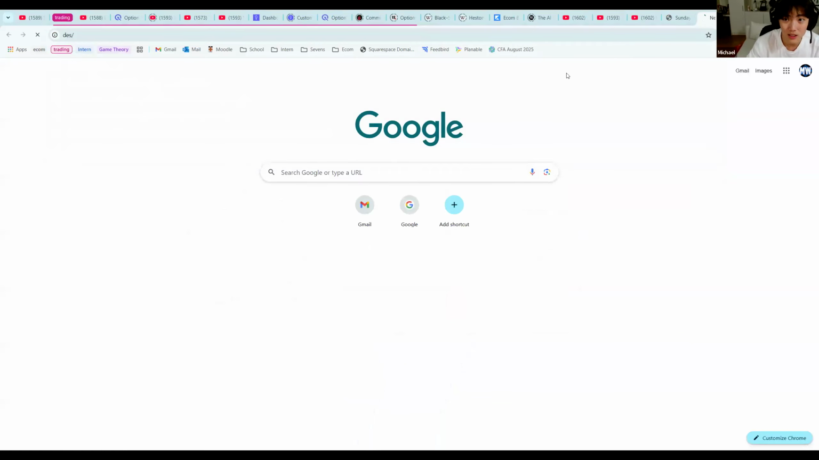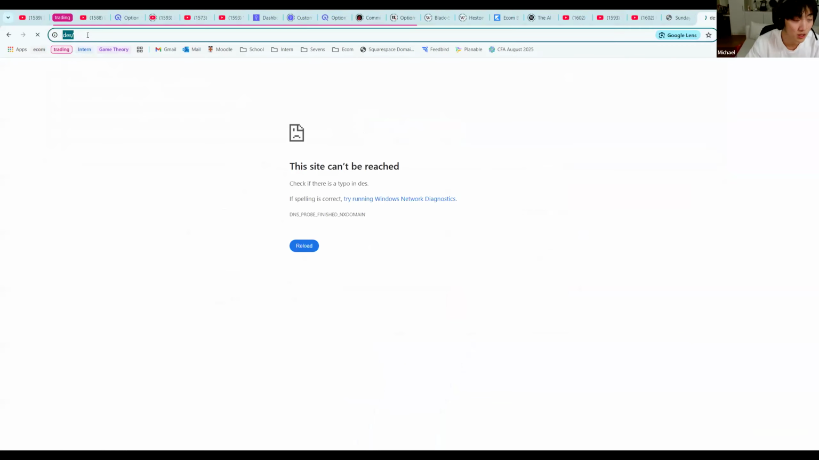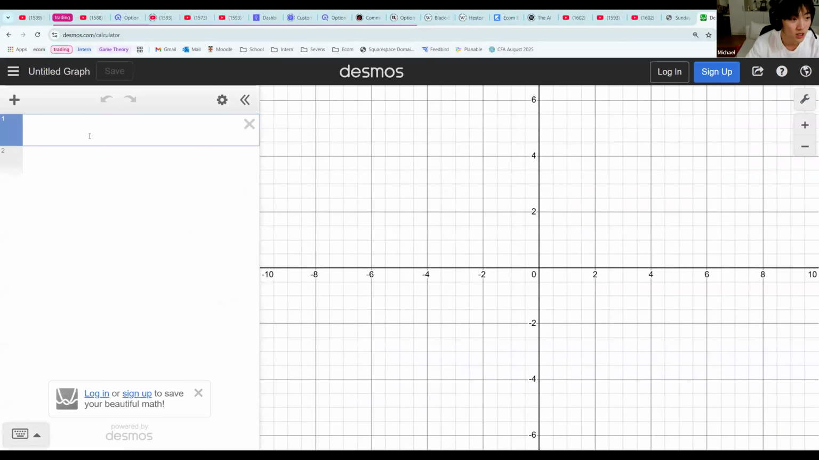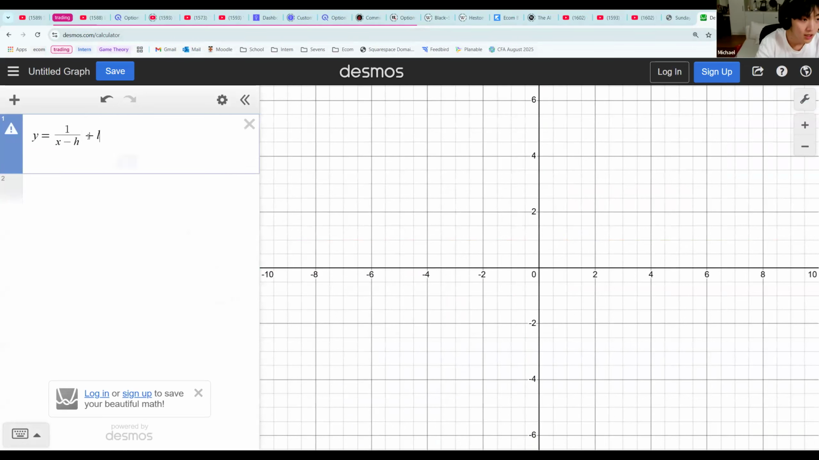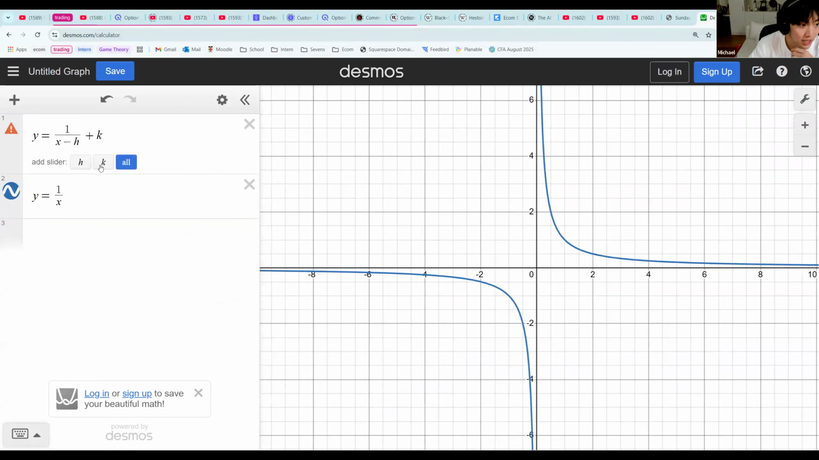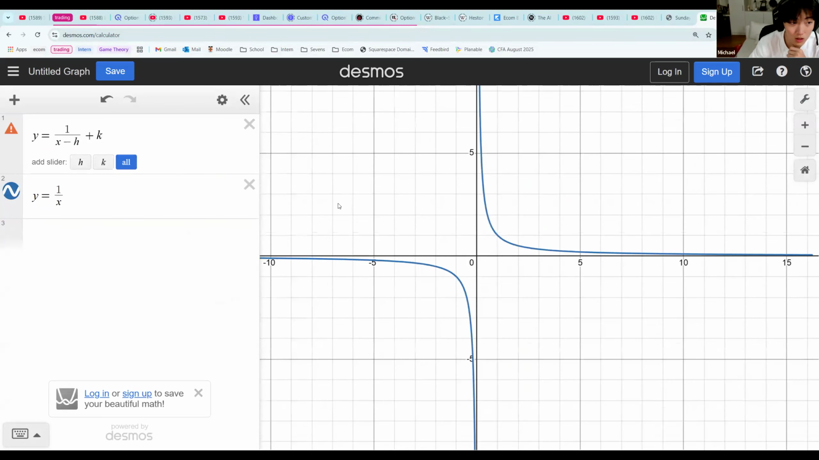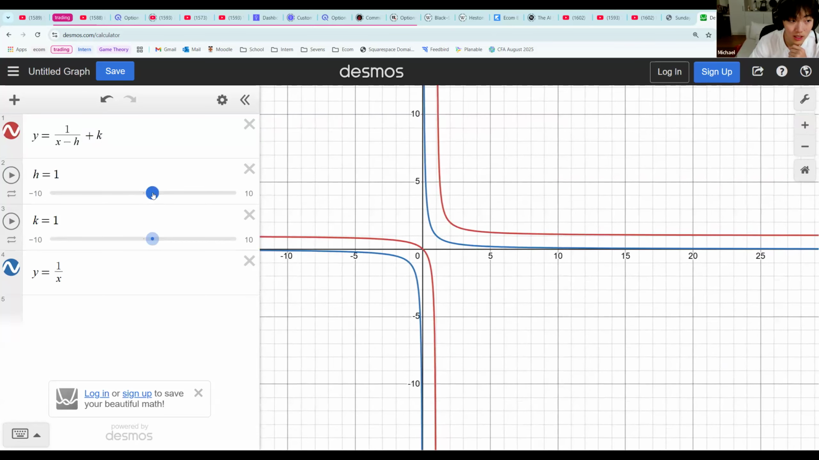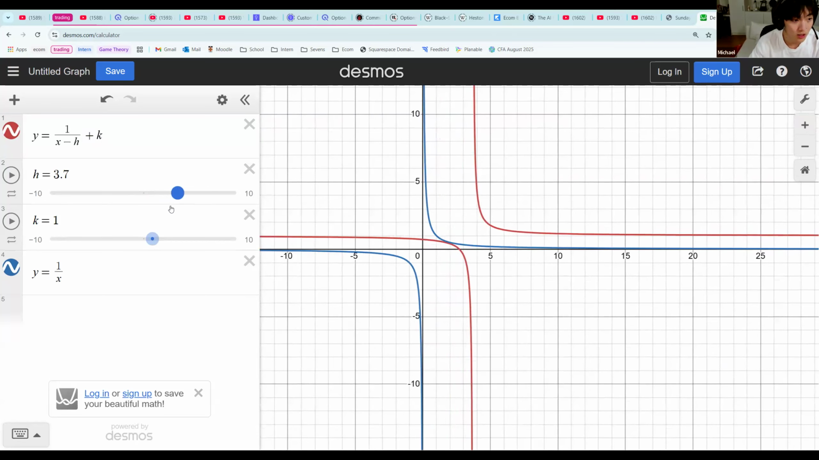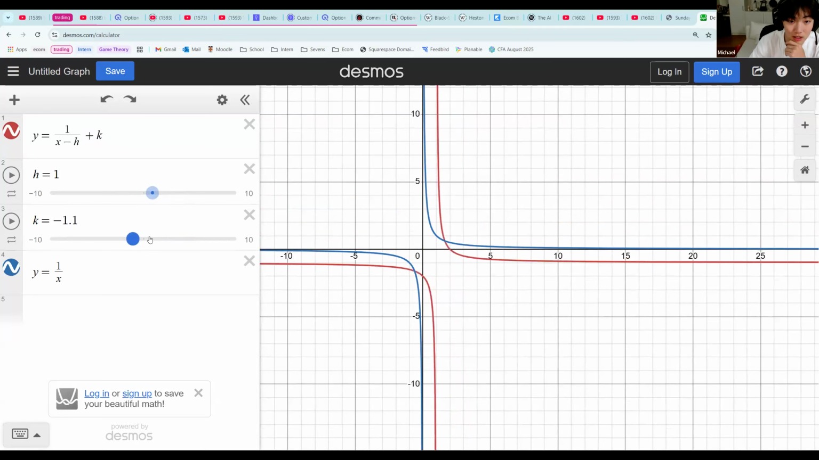All right, as I said, it's going to make sense in just a second. y equals 1 over x minus h plus k. As we can see, we can add h and k as sliders. Okay, so we do that. Remember what I said k is? It's the number that's added at the end, the vertical shift, right? So notice when I shift k up and down, oh sorry, that's h. When I shift h up and down, it goes up and down, right?